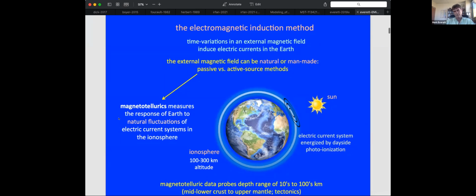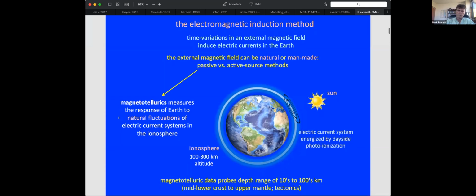So I don't need to go into great detail about what the electromagnetic induction method is, so I'm going to move through this fairly quickly. We all know that time variations in an external magnetic field induce electric currents in the conductive earth. These external magnetic fields can be natural or they can be man-made.